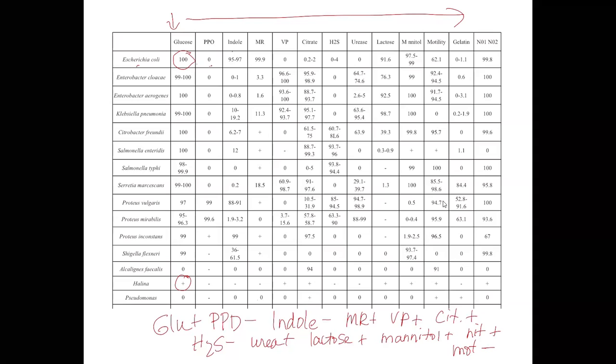Okay, so the first thing I have is that glucose is positive. So what I'm going to do is go through here and cross out the things that are negative for glucose. Okay, so if they can't ferment glucose, I'm crossing them out. So it takes out 2 of them.